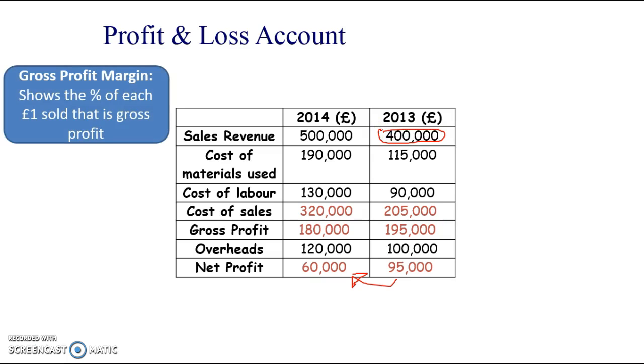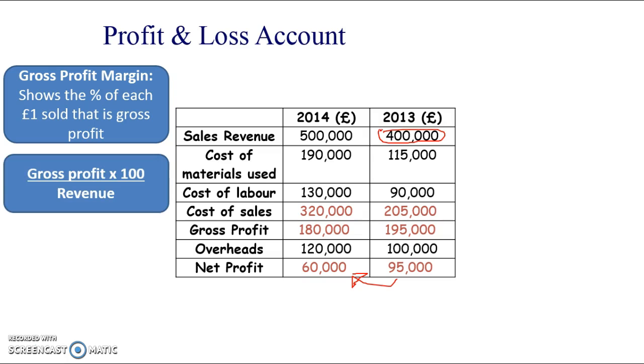The first one is gross profit margin that we can look at, and this shows the percentage of each pound sold that is gross profit. So for every pound that you get in revenue, what percentage of that pound is gross profit? And this is the equation. Most students put gross profit divided by revenue times by 100. They don't necessarily do the times by 100 part on the top, but I've just written it like that because it was easier for me on the computer.